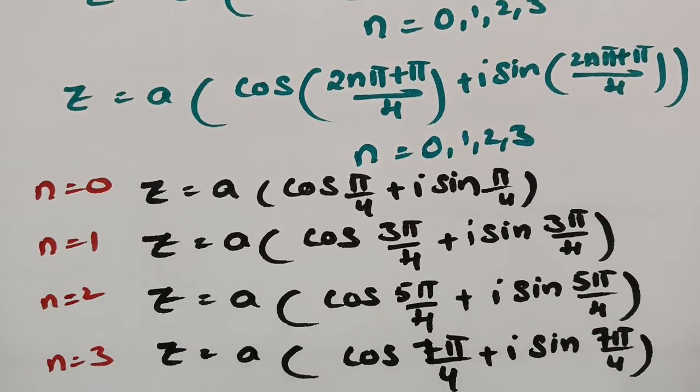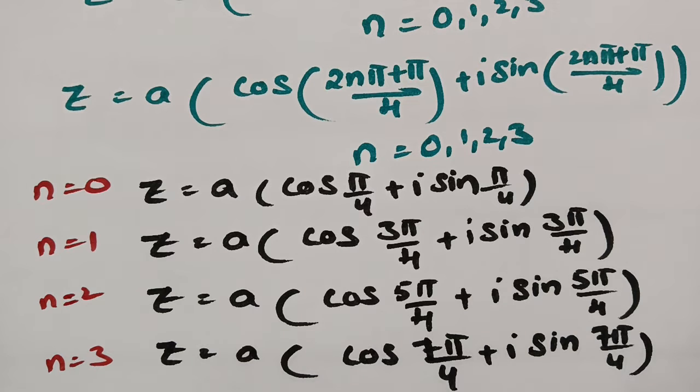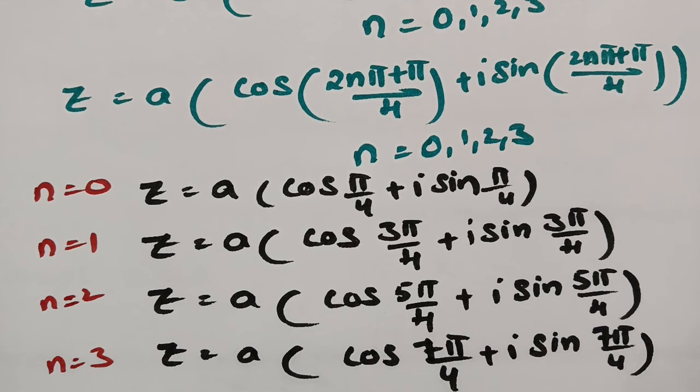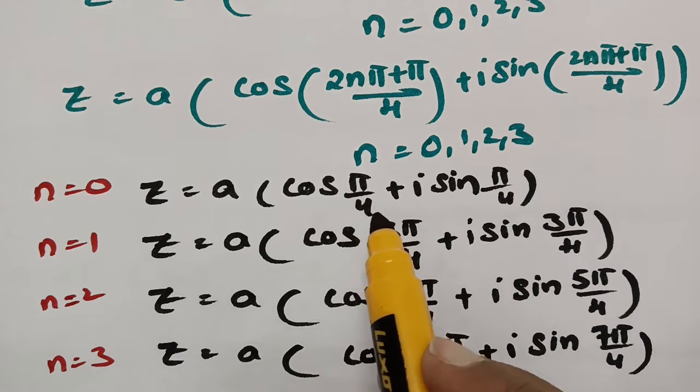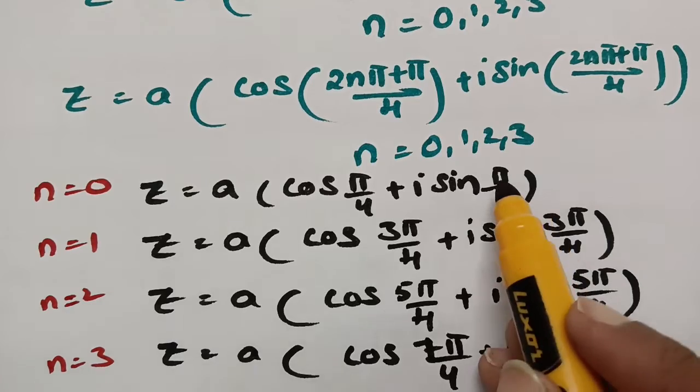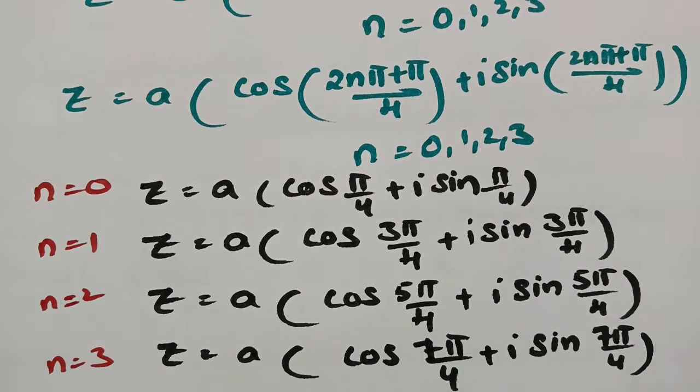So these are all the poles here. Among these poles, we have to check whether these poles are within the contour, on the contour, or outside the contour. Let's get started to find the values of these. As you know, π by 4 is 180 by 4, which is 45 degrees. cos 45 degrees is 1 by root 2 and sin 45 degrees is also 1 by root 2.